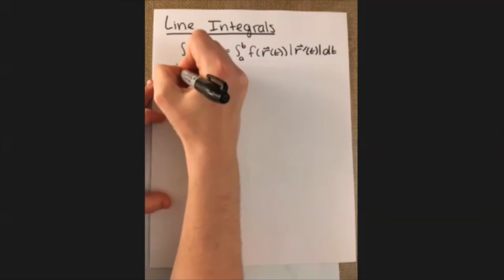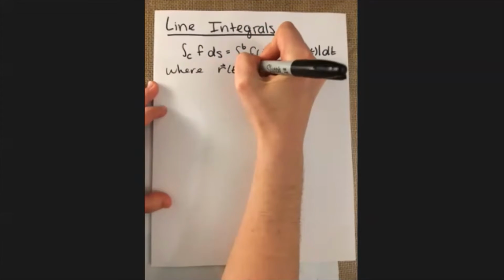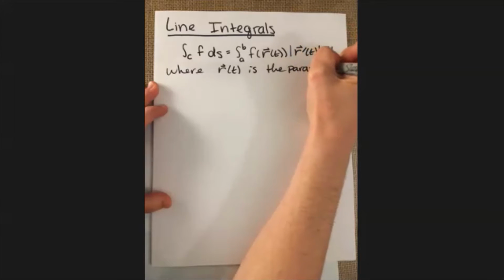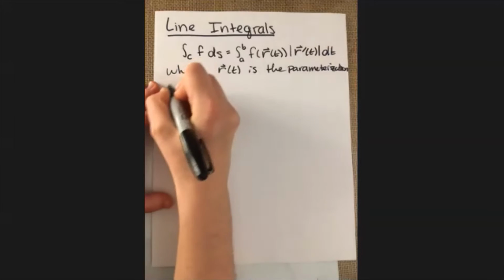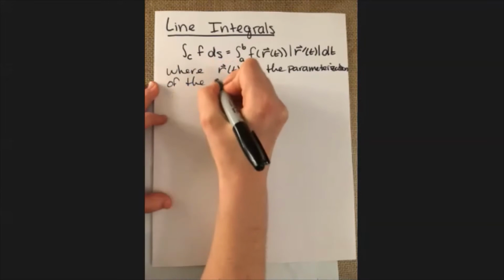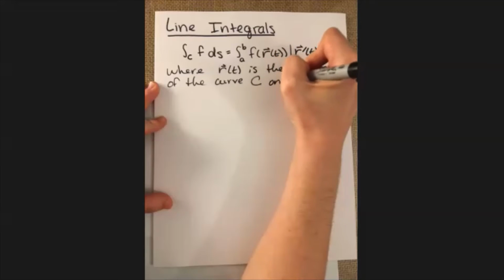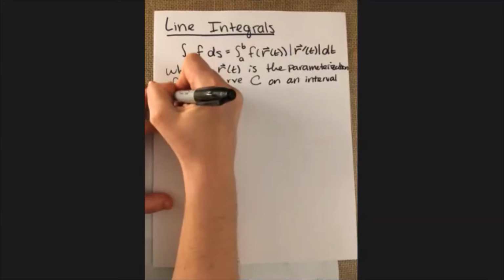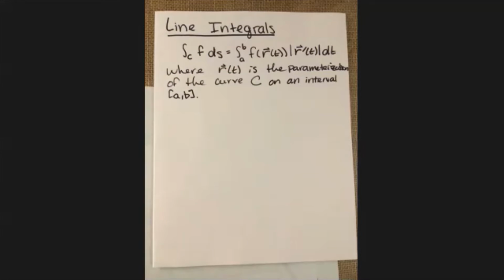So where r of t is the parameterization of the curve C on an interval a to b. Okay, so let's go ahead and jump in with some examples.